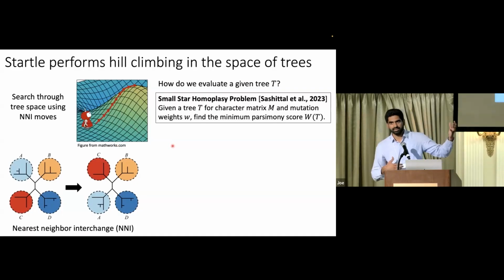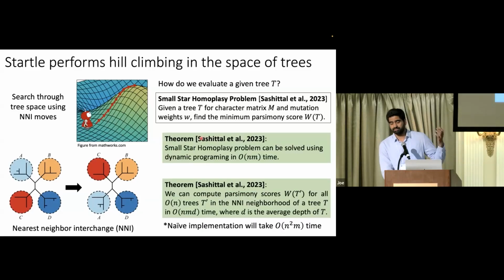Given a tree, can you evaluate that tree? Given a cell lineage tree, what is its parsimony score given the weighted state transition diagram? This problem is much simpler. You can actually solve it in polynomial time. In the interest of time, I won't go into details, but we actually found a faster way to do this. You can evaluate all the trees in the neighborhood of a given tree in time that is faster than if you would do it naively using standard approaches.